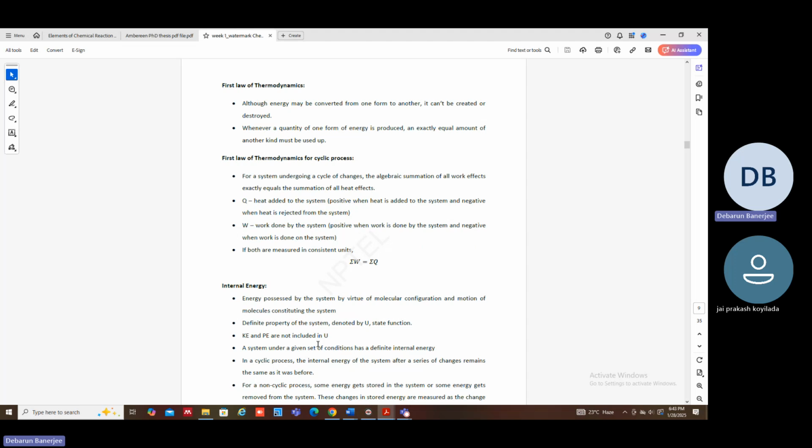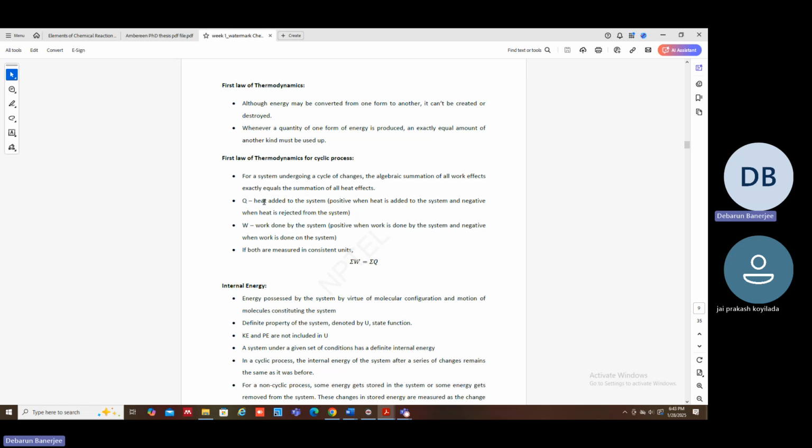With this, we come to the first law of thermodynamics. What the first law tells is that although energy may be converted from one form to another, it can't be created or destroyed. Whenever a quantity of one form of energy is produced, an exactly equal amount of another kind must be used up.